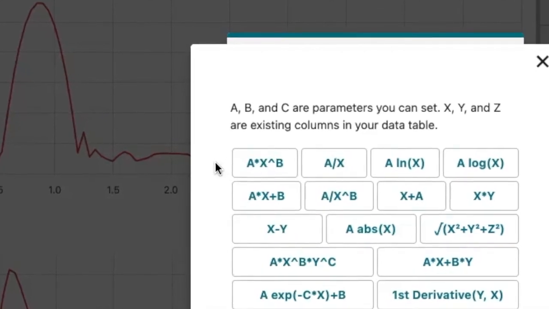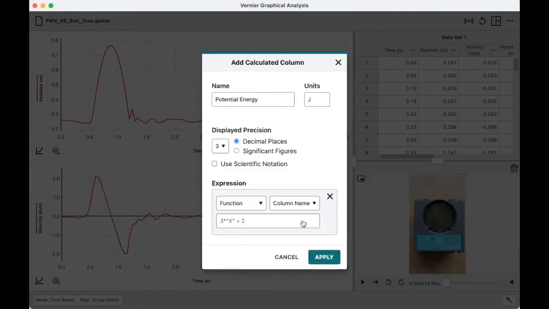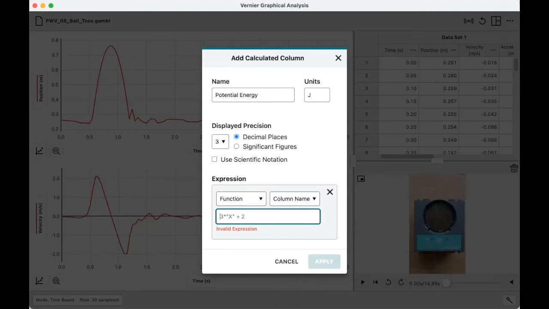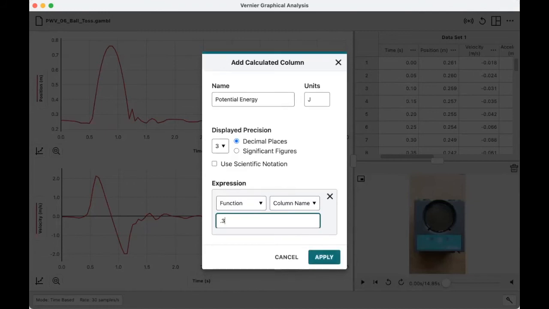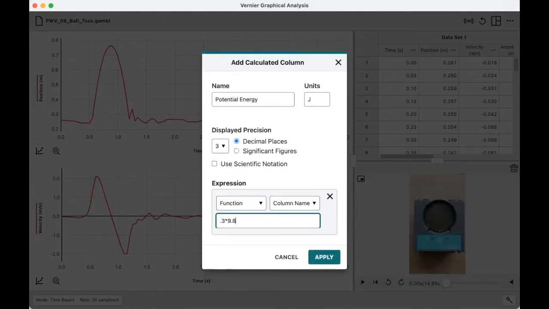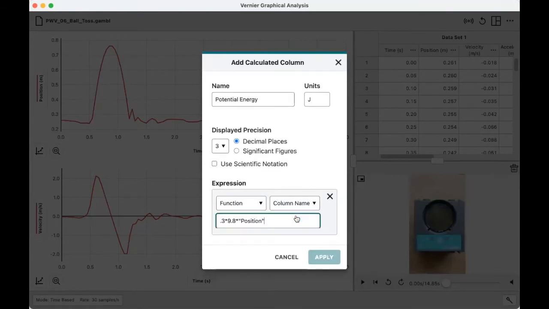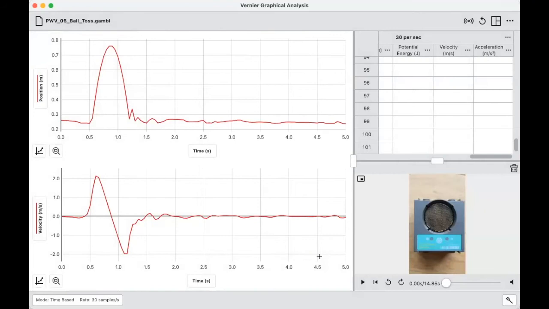So this is an example of when the custom expression is very handy for students. They can come here and say, well, I need to multiply the mass times gravity times the position. So let's say the mass of the ball is 300 grams or 0.3 kilograms. So I'll do 0.3 times 9.8, acceleration due to gravity, times the column name, the position. So this will give me MGH, and that will be the potential energy column.